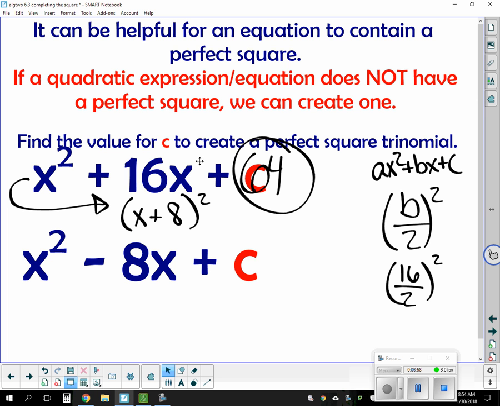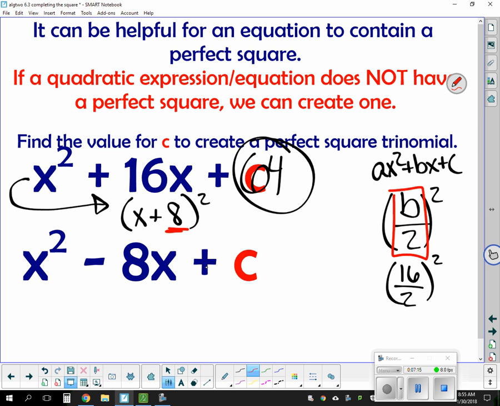The shortcut, you don't even have to think about factoring, is if you just take the b divided by 2, that's what goes right here. B divided by 2, 16 divided by 2 is 8. Okay, so let's use those.